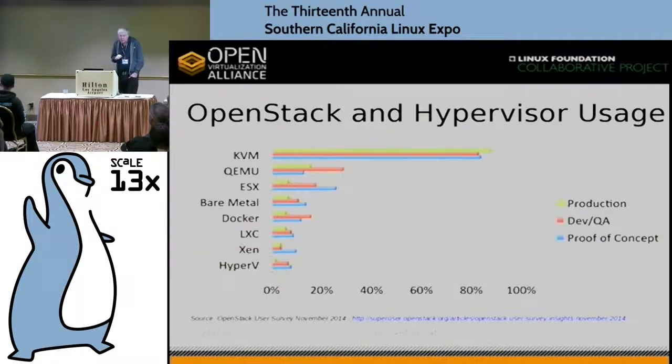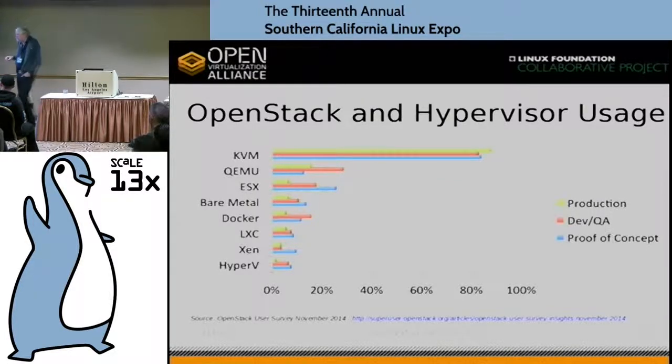Now, this is interesting when we look at how much people are using OpenStack, and which hypervisors they are using. Every 6 months, around the OpenStack conference, OpenStack releases a user survey where they survey people and ask, what are you using with OpenStack? What are you using it for? What modules are you using? What hypervisor? What networking? What operating system? And so on. And this is just the hypervisor snapshot of this. They've split it between proof of concept, dev QA, and production.